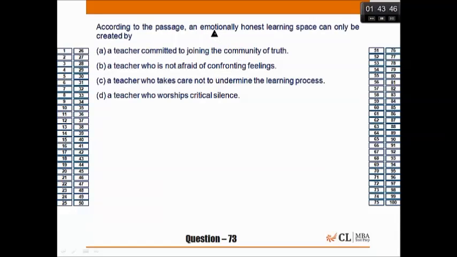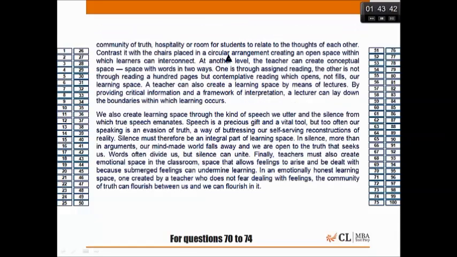73. According to the passage, emotionally honest learning space can only be created... Okay, we have to go back. Emotionally honest learning space. The last paragraph, which I actually skipped. Finally, teachers must create emotional space in the classroom, space that allows feelings to arise and be dealt with, because submerged feelings can undermine learning. In an emotionally honest learning space, one created by a teacher who does not fear dealing with feelings, the community of truth can flourish.